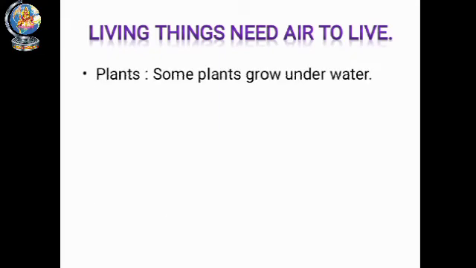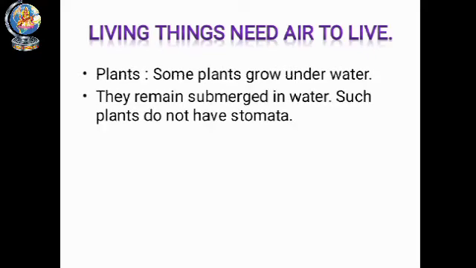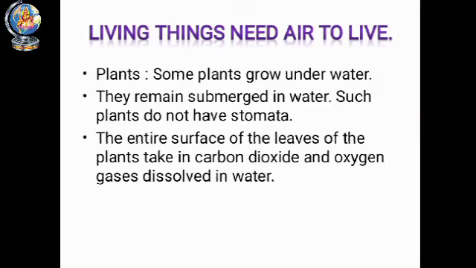Now see, plants that grow under the water, this is the second category that we are going to talk about. Plants that grow under water remain submerged in the water. The whole plant remains under the water. Such plants do not have stomata. This kind of plants doesn't have those holes. The entire surface of the leaves of the plant takes in carbon dioxide and oxygen gas dissolved in water.